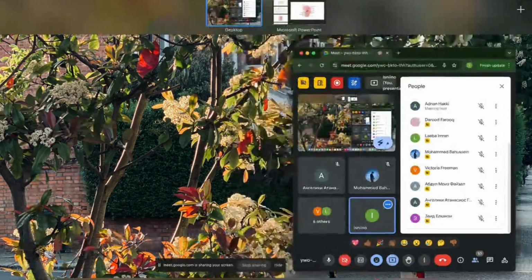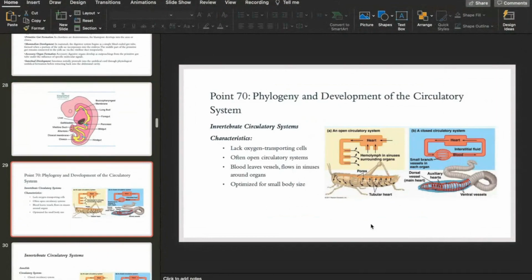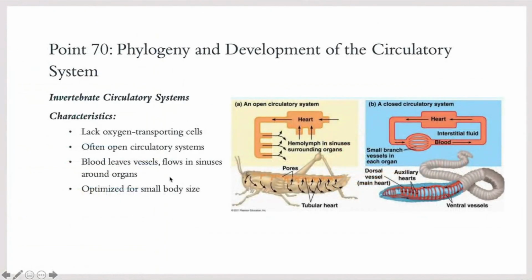Okay, so we're going to go to the next syllabus point, which is number 70, about the circulatory system. We first have to discuss what the circulatory system is like in the invertebrate animals. Invertebrate animals will either have an open circulatory system or a closed circulatory system. But when we're talking about evolution, we go from having an open circulatory system to having a closed circulatory system. The best type of circulatory system for us is a closed one, okay?